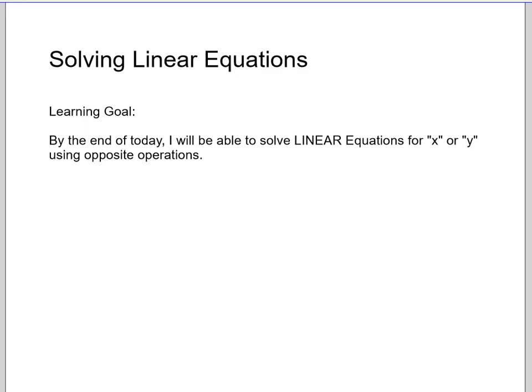Alright, we're going to do some solving of linear equations. We've already done some solving this year, so we're just going to build on that. I'll do a quick refresh, but then we're going to integrate some of our linear relations concepts, like x-intercepts and y-intercepts, into these problems. So let's get solving.